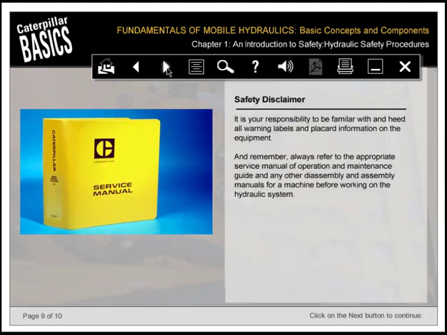It is your responsibility to be familiar with and heed all warning labels and placard information on the equipment. And remember, always refer to the appropriate service manual or operation and maintenance guide and any other disassembly and assembly manuals for a machine before working on the hydraulic system.